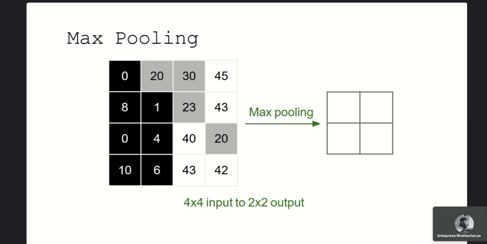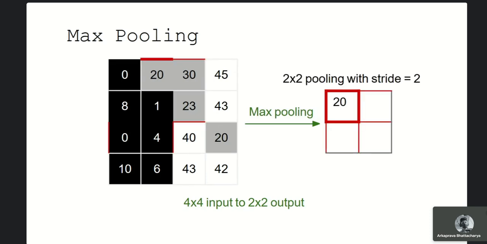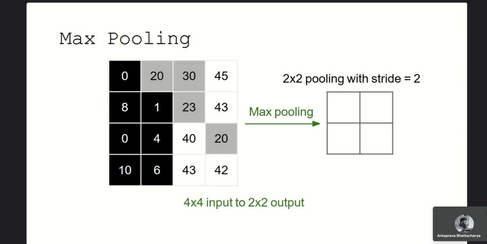So again, you are given a 4 cross 4 image and you reduce it to a 2 cross 2 output image by visiting different sections of the image and selecting the maximum value in it. So just like you slid a filter, we take, if you can see the red boundary, a 2 cross 2 filter kind of thing. And in this, we try to find the maximum value. So in this part of the matrix, the maximum value is 20. So we fill this 20 value here.